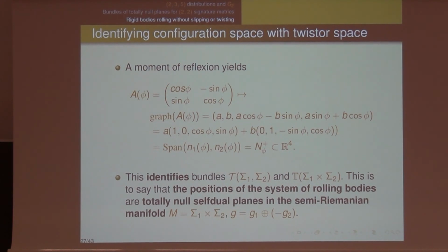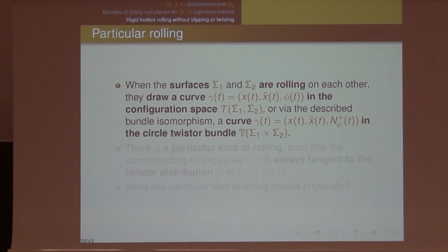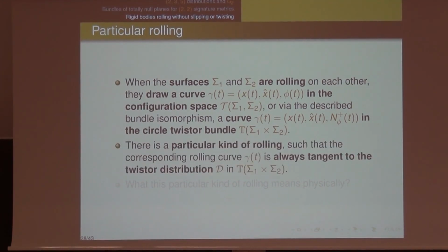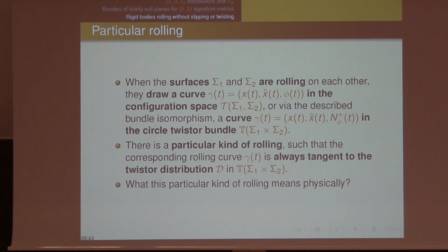So now if I think about my rolling surfaces, they draw a curve in the configuration space, or this curve is just a curve in the circle Twistor bundle. So there is a particular kind of rolling where this curve is always tangent to the Twistor distribution. So now the question is, what this particular rolling means. If these surfaces roll, they draw a curve in the Twistor distribution, but what if they roll in such a way that this curve is all the time tangent to the Twistor distribution?